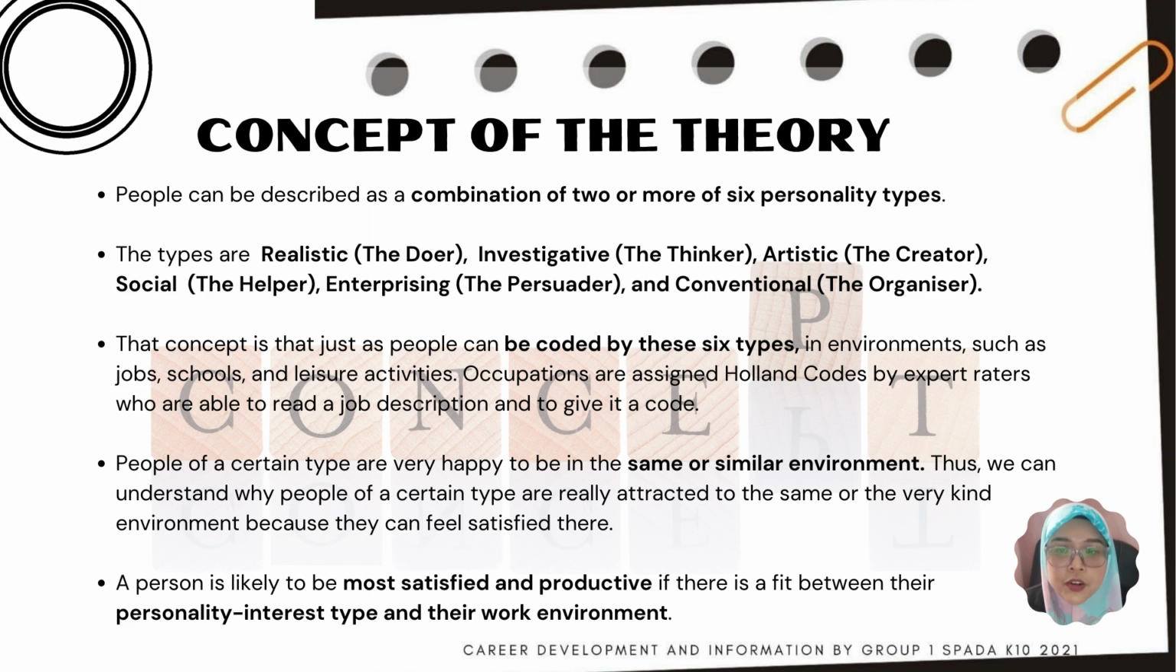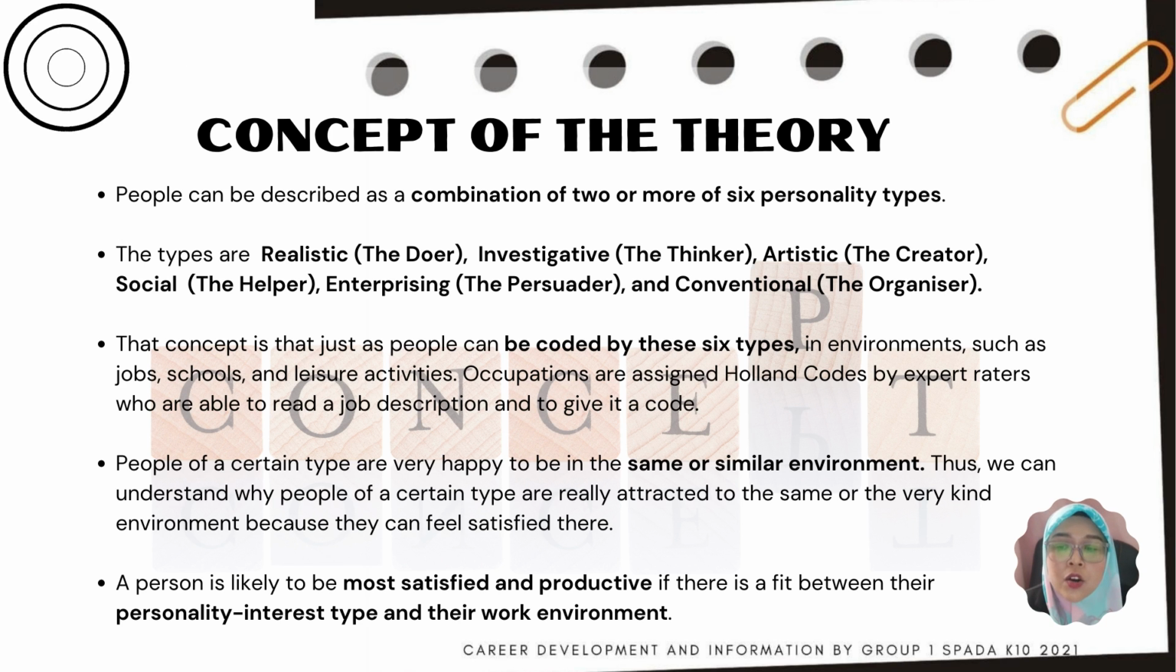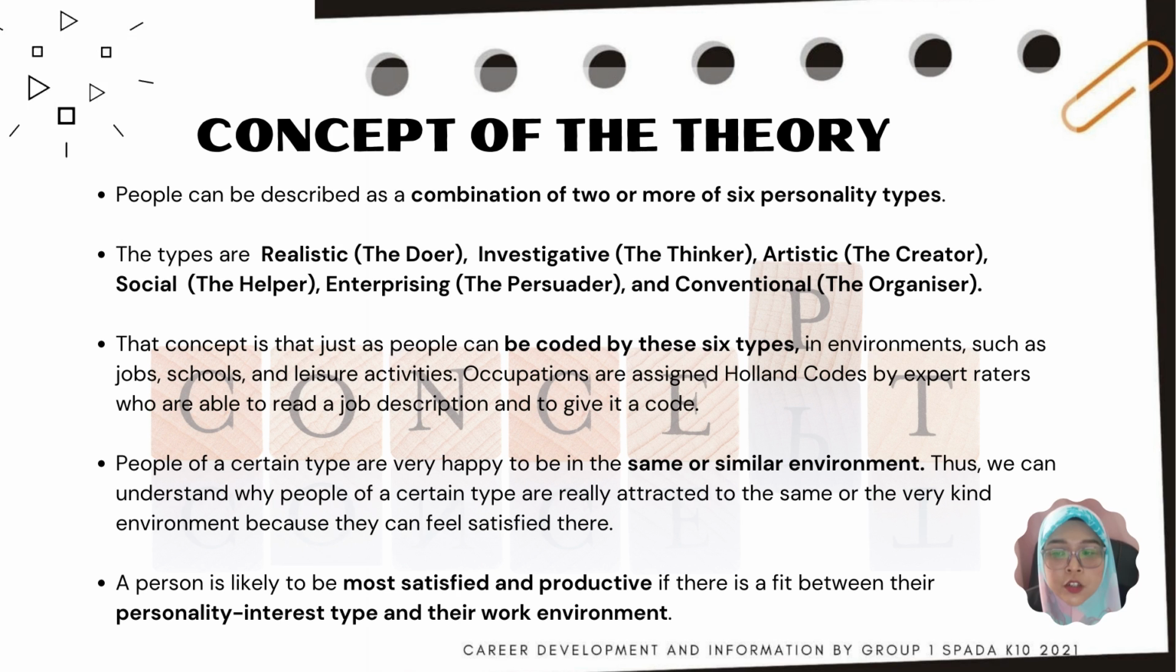The first concept in this theory is that all people can be described as combining two or more personality types. The 6 personality types are realistic, investigative, artistic, social, enterprising, and conventional. This theoretical approach emphasizes the structure and alignment of personality with the environment. But this theory has also been developed in terms of how personality is formed and developed.